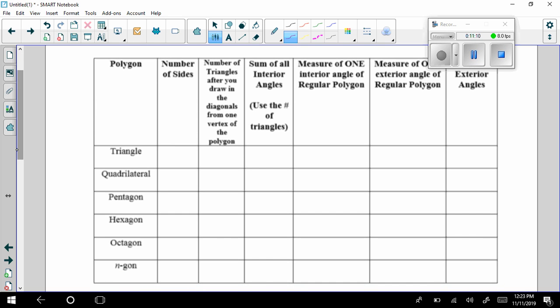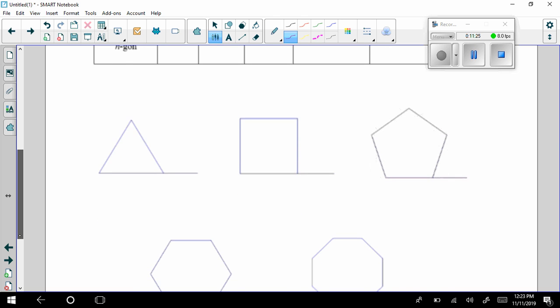Okay, so we're going to actually do this table in class. So if you're watching this video after class or because you were absent, then make sure you copy this table from someone because we're going to do an in-class activity that has to do with that.